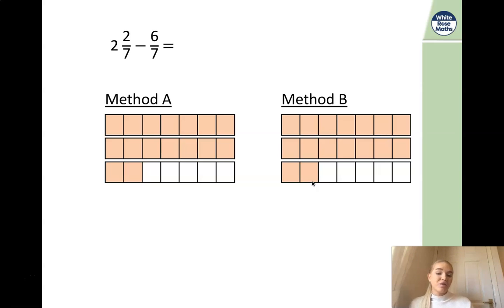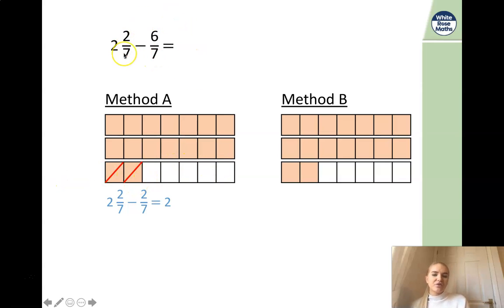So method A, if you remember, the first thing we do is we get rid of the first bar, the empty bar. So I can see that I have got 2 wholes and 2/7, which is where I get this number from here. I am subtracting 6/7. So the first thing I can do is to subtract the 2/7 here. So I have subtracted the 2/7 from the 2 2/7, giving me just 2 wholes left. I do not have this whole anymore.